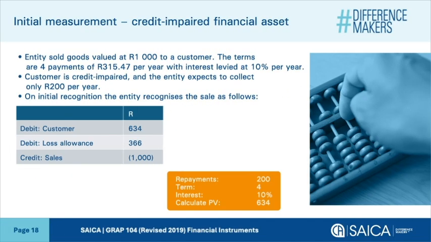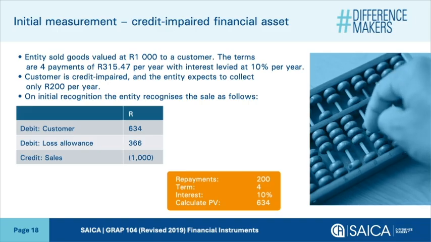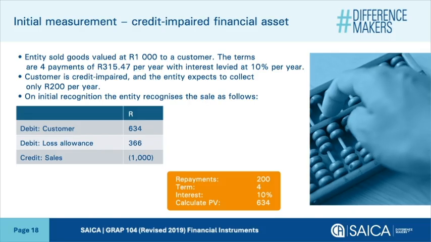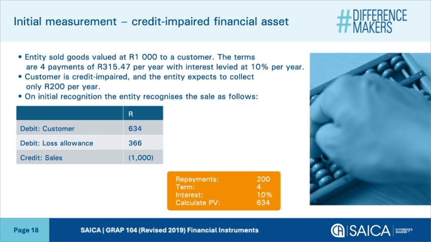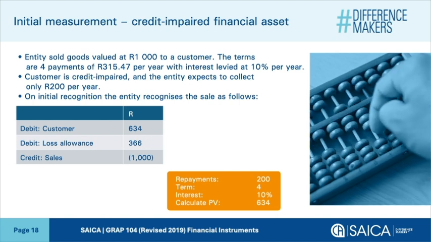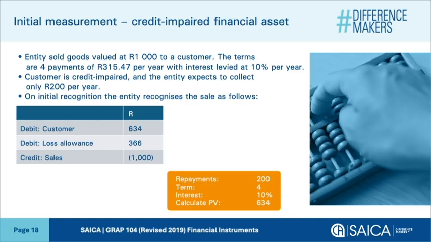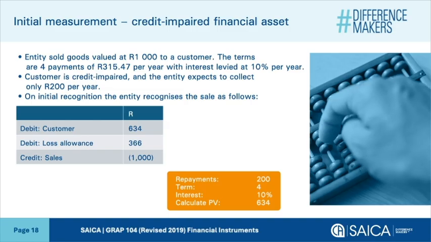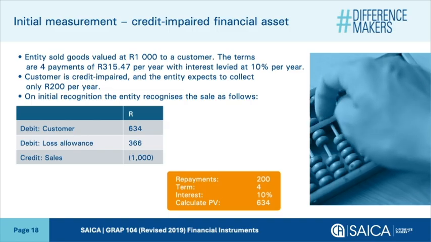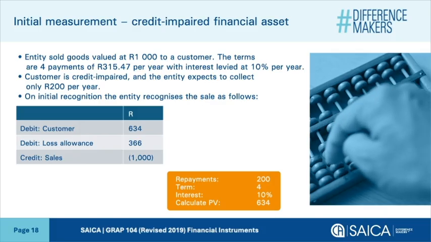To consider the initial measurement when we look at a credit-impaired financial asset. In the first example, we have an entity. They sell goods to the value of 1,000 Rand to a customer. The terms are 4 payments of 315 Rand and 47 cents per year, with interest levied at 10 percent per year. The customer is credit impaired. We can assume that in terms of the example, the entity expects to collect 200 Rand per year.